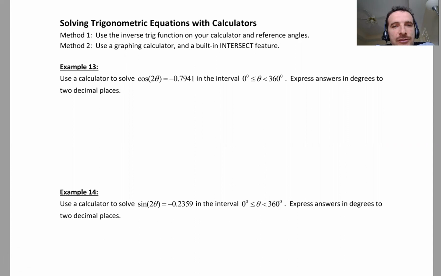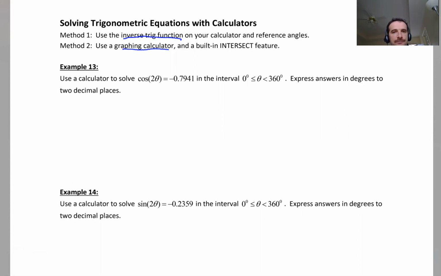First of all, you can use the inverse trig function in your calculator. So method 1 uses the inverse trig function. And method 2, you can use a graphing calculator and a built-in intersect feature. But in our class, I don't allow the use of a graphing calculator. So you will just need to use the inverse trig function. And in this video, I'm going to show you how to use the inverse trig function to solve.